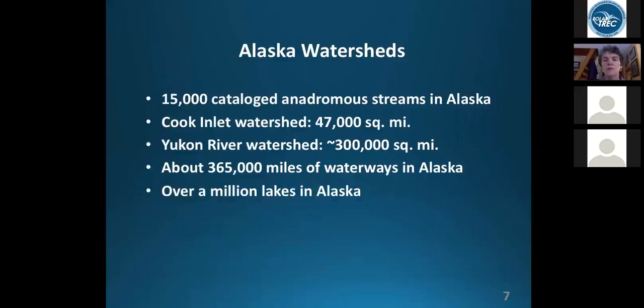So just a quick overview of Alaska's watersheds. They're quite varied. Some are a few square miles. Others, like the Cook Inlet watershed, 47,000 square miles. The Yukon River watershed, one of the biggest in the world, is 300,000 square miles. And there's over 15,000 cataloged anadromous streams, and that just means that those are streams that support salmon. And then thousands of miles of waterways and over 1 million lakes. So we've got lots of watersheds and lots of salmon habitat out there.